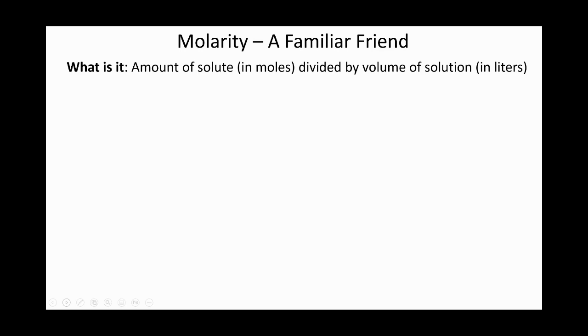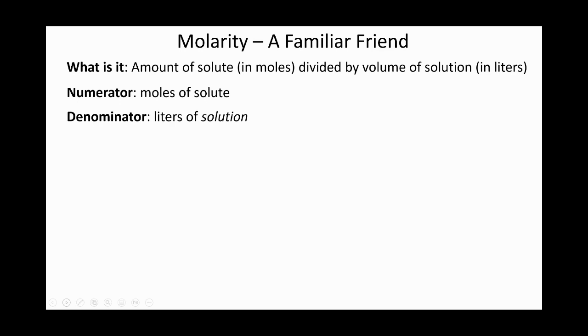What I'm going to do now is break up these different types of calculating concentration into little chunks. The first chunk is going to be molarity, the one with which we're most familiar. Molarity is just the amount of solute in moles divided by the volume of solution in liters. So when we calculate it, in the numerator we put our moles of solute, and in the denominator we put our liters of solution.